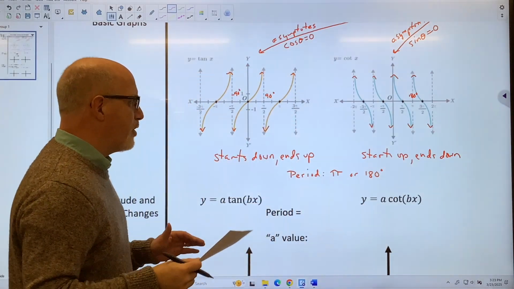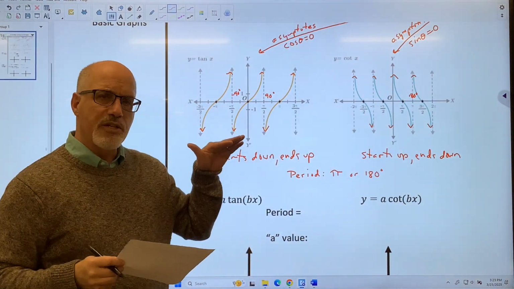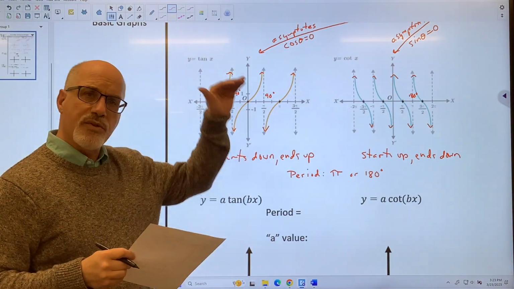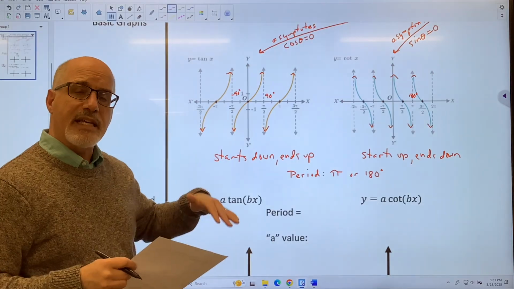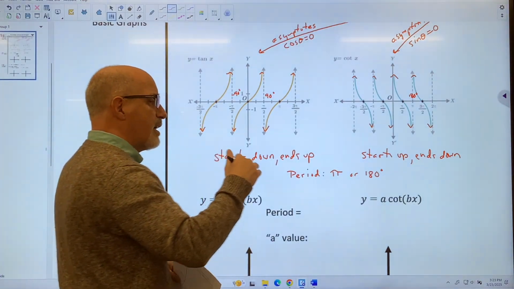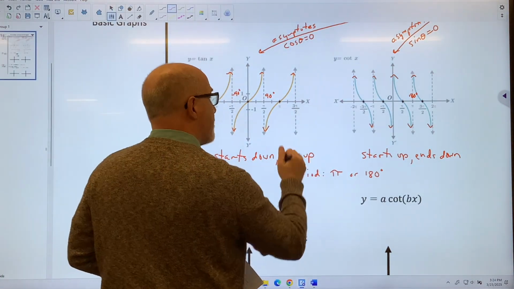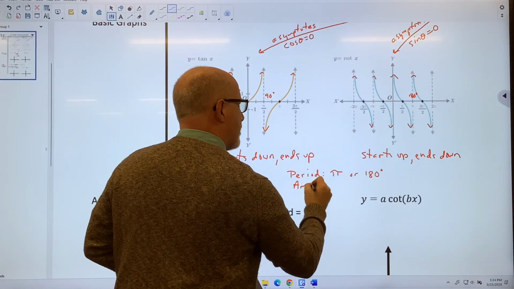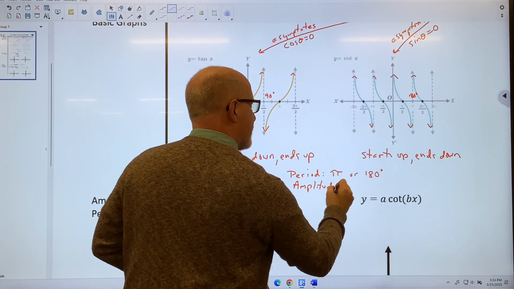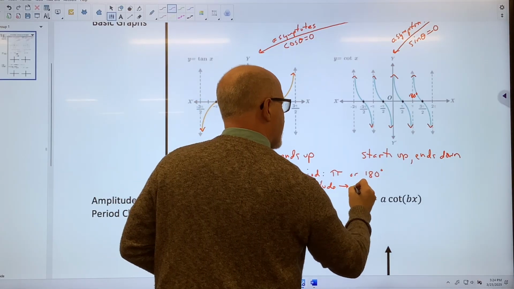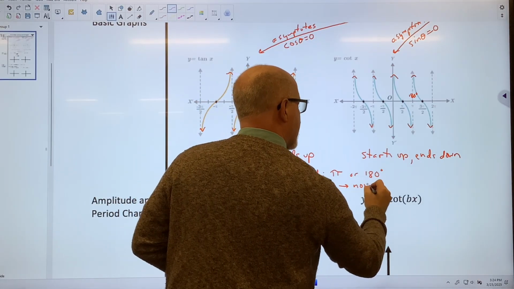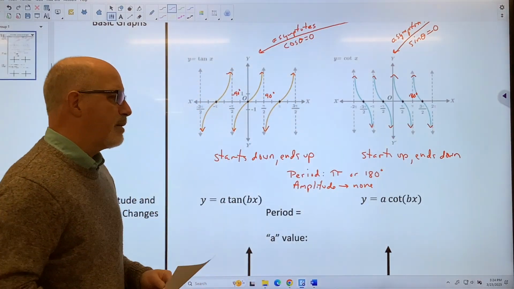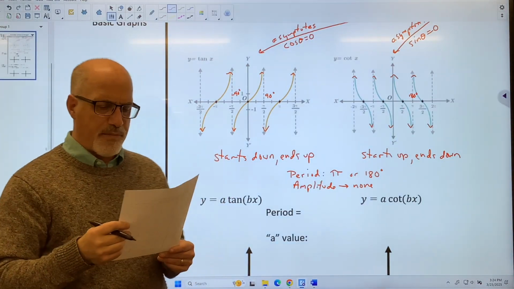Now, it's important to recognize amplitude is the measurement from the middle of the graph to the top point. It gives how much distance between those. Because these go off to infinity, there is no amplitude.